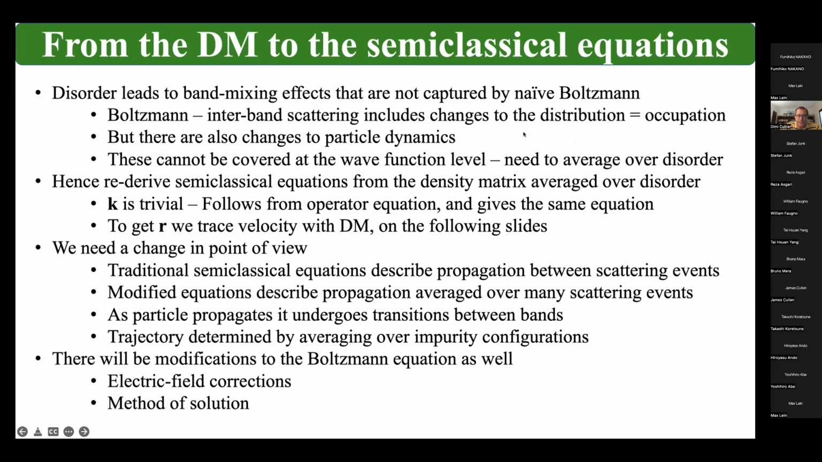Okay, there are changes to the particle dynamics, and these changes you cannot incorporate at the level of the wave function. The only way we can make sense of it is to average over disorder, and we can't average over disorder at the level of the wave function. So what we thought was, we can take the density matrix as our starting point. Start with the full quantum mechanics, average over disorder, and then derive the semi-classical equations from the density matrix, which has already been averaged over disorder.